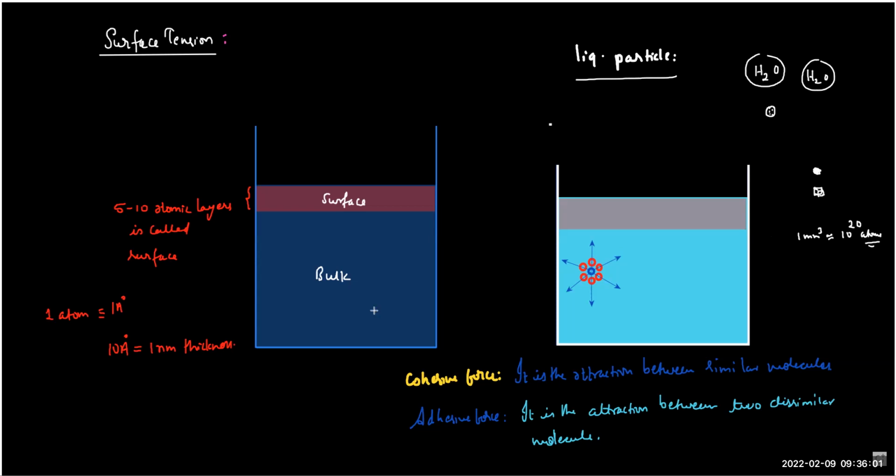It means that although it is part of the bulk, it is not experiencing any net force. So it is as good as a free particle, just like a free gas molecule, and it can move through the medium freely. That is the beauty of the liquid particle. It is free to move.